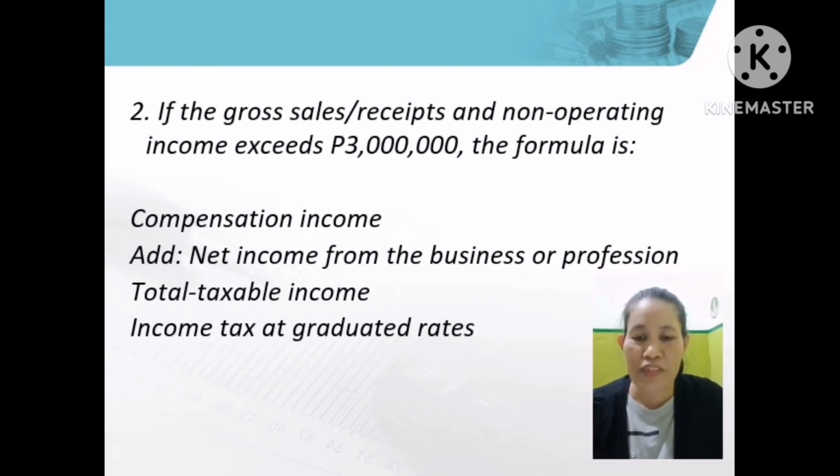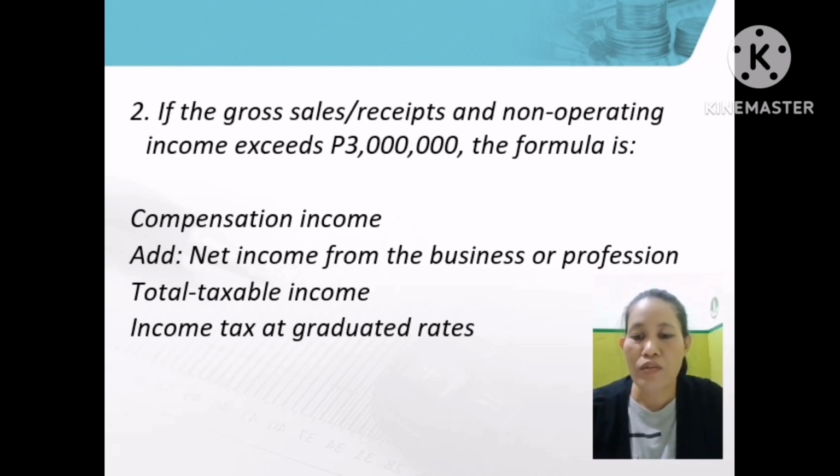The 250,000 is not available since it is already incorporated in the first tier used in the graduated income tax rates applicable to compensation income earners. So yung 250,000 ay hindi magagamit dahil isinama na ito sa unang baitang na ginamit sa nagtapos na mga rate ng buwis na naangkop naman sa kabayaran ng mga kumikita.